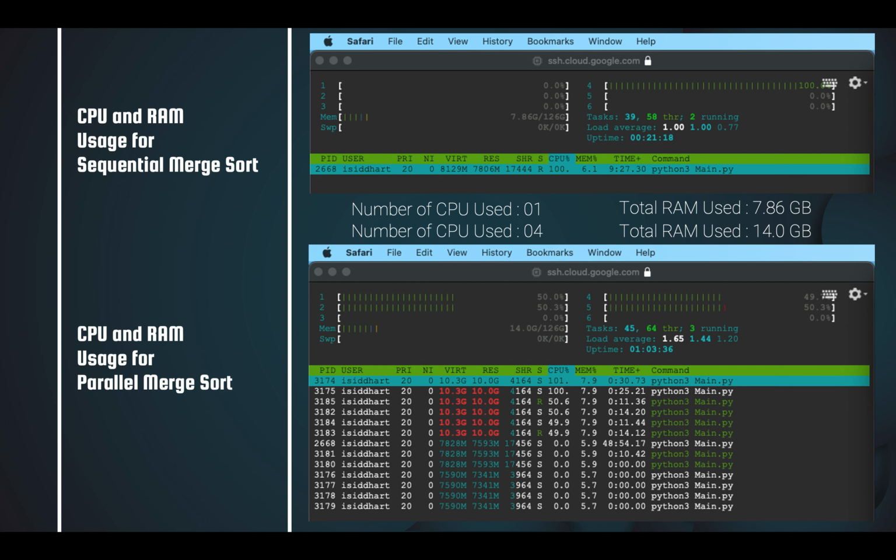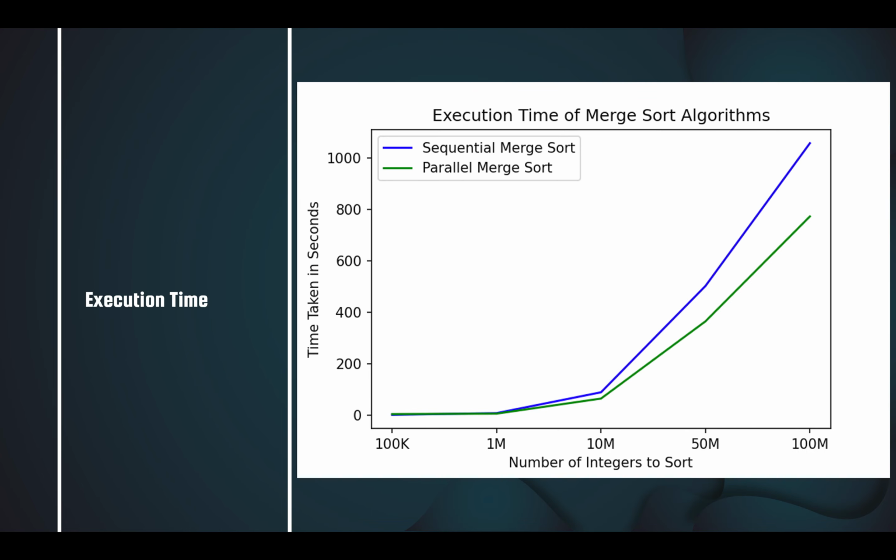Also, the RAM usage for parallel merge sort is higher than that of sequential merge sort because the program executes multiple sorting tasks in the same memory space. The comparative study was performed by generating 4-byte integers at random and later sorting them. We used 5 sets of data of size 100,000, a million, 10 million, 50 million, and 100 million.